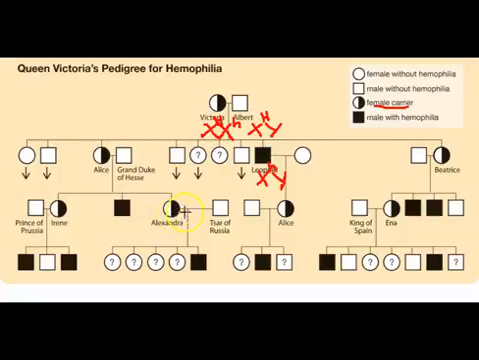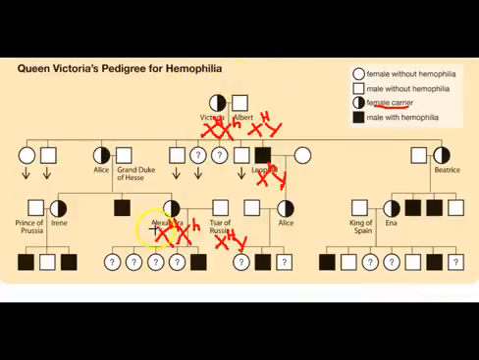Another example is we've got Tsar Nicholas II of Russia and Alexandra, who was a granddaughter of Victoria. Alexandra, X, X, doesn't have the disease, but is a carrier of the disease. And Nicholas II, male, X, Y, doesn't have the disease. Okay, so that's how we do one of these that's sex-linked.